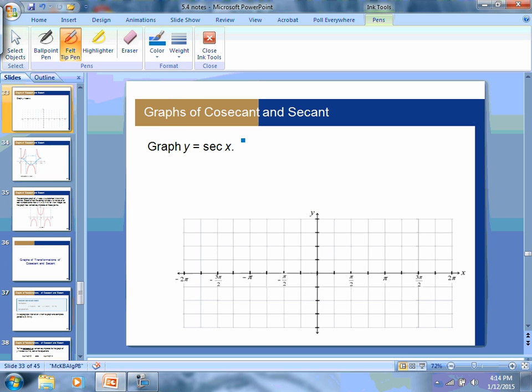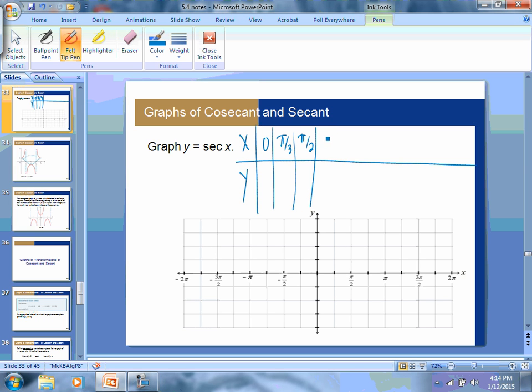Okay? So I'm going to make my x and y table again here when I'm making my secant graph. And we'll start at 0, and then we'll do pi over 3, pi over 2. Again, I'm just going around the unit circle, and I'm picking radian measures that are going to have nice cosine inverses. 3 pi over 2 would be the next one. 5 pi over 3 has a nice one, and then at 2 pi, we'll stop there.